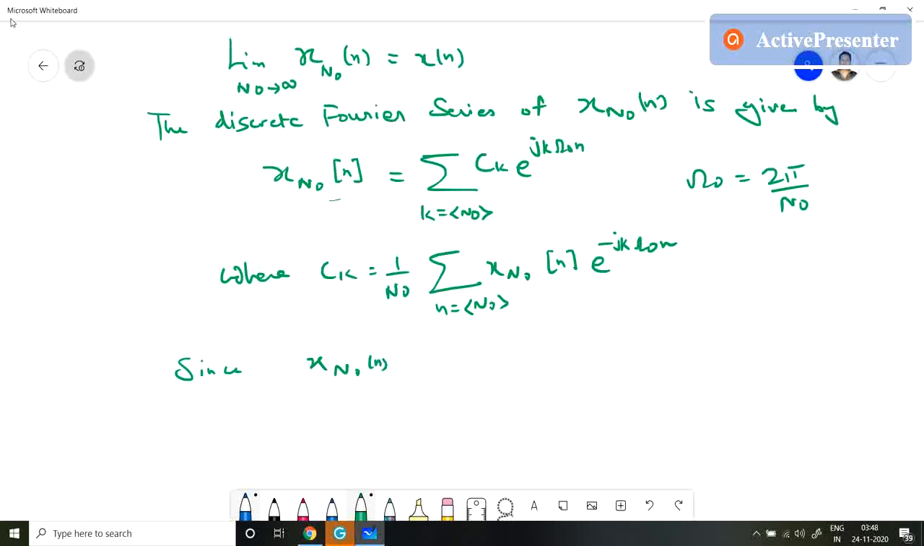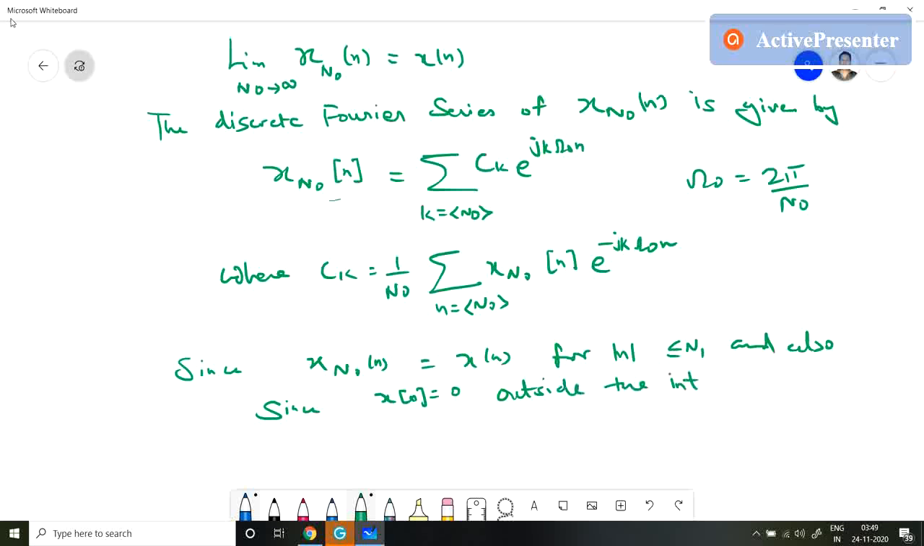Since x tilde n naught n is equal to x n for modulus of n less than or equal to n1, and also since x n is equal to 0 outside the interval, what is going to happen is that c k can be written as 1 divided by n naught, because this x tilde n naught n is equal to x n, and it is only from minus n1 to plus n1. So it is the summation n equals minus n1 to n equals plus n1 x n e raised to the power minus j k omega naught n.